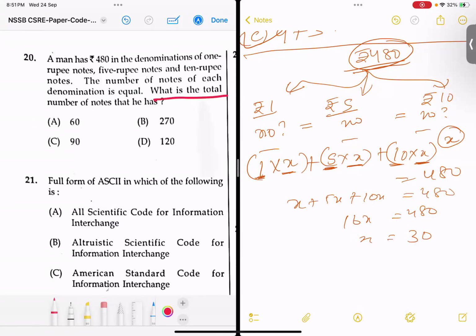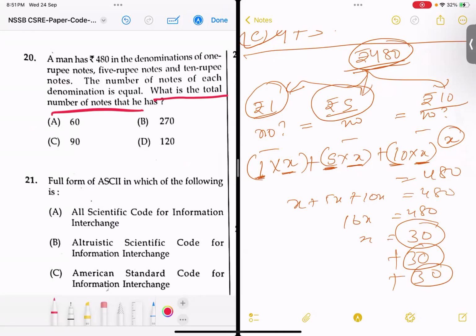Now, what is the total number of notes? So we have 30 pieces of 1 rupee note, 30 pieces of 5 rupee note, and 30 pieces of 10 rupee note, right? Because the number of notes are same. It will be 90. So the correct option is C.